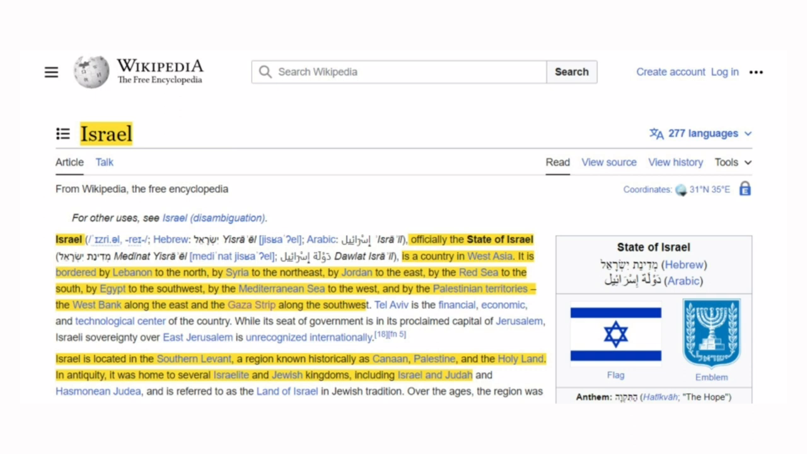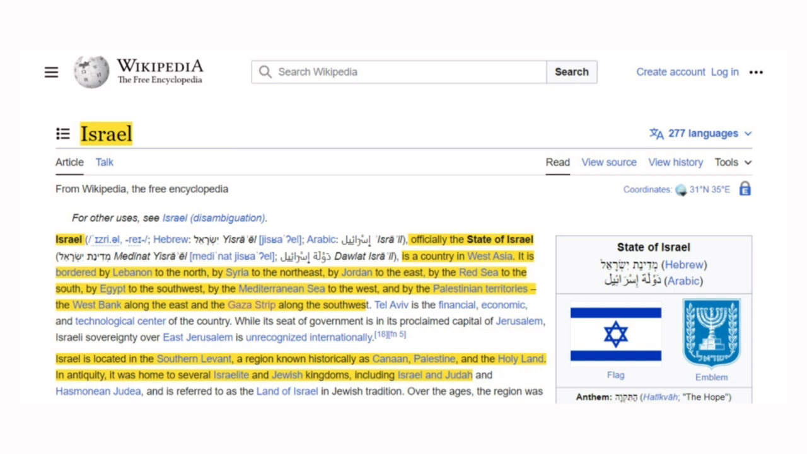Israel, officially the State of Israel, is a country in West Asia. It is bordered by Lebanon to the north, by Syria to the northeast, by Jordan to the east, by the Red Sea to the south, by Egypt to the southwest, by the Mediterranean Sea to the west, and by the Palestinian territories, the West Bank along the east, and the Gaza Strip along the southwest.